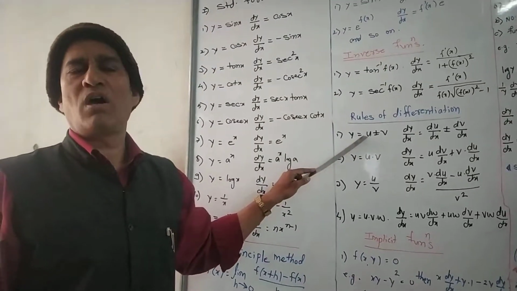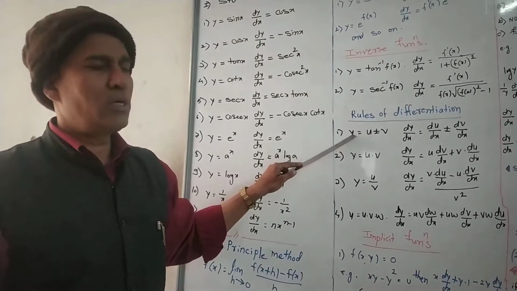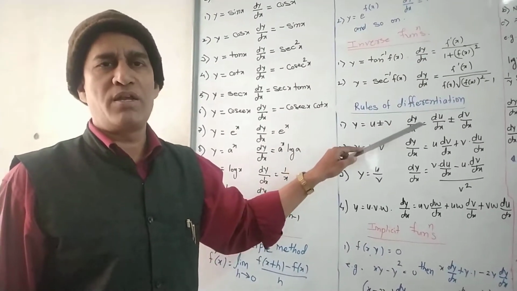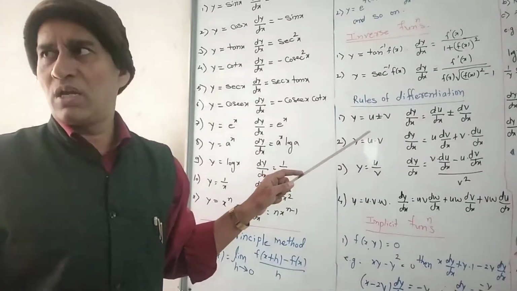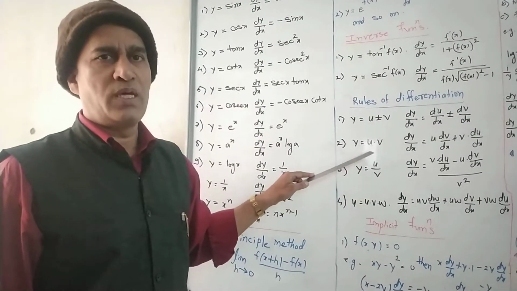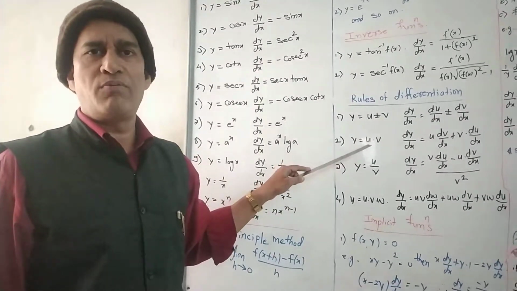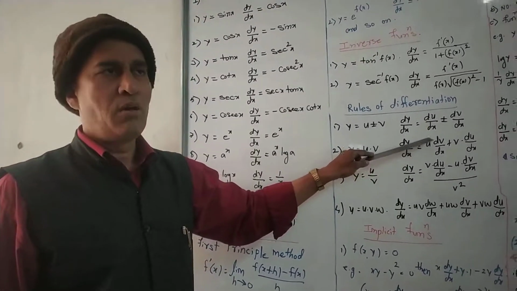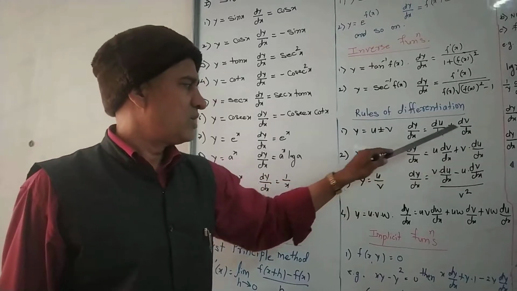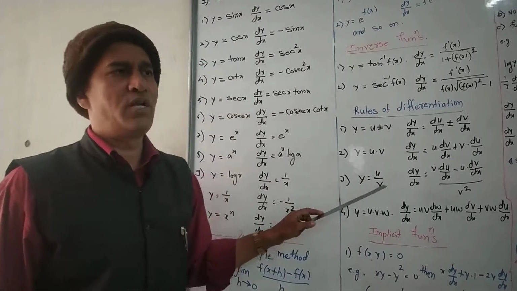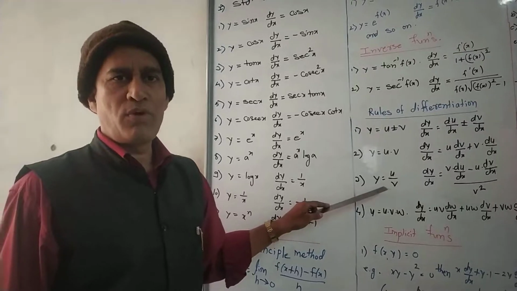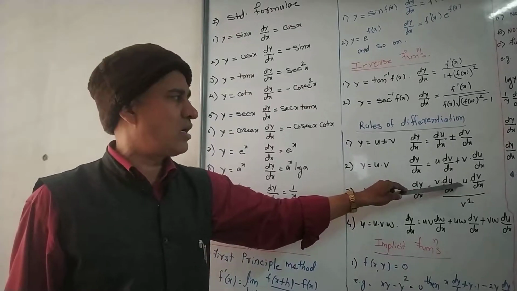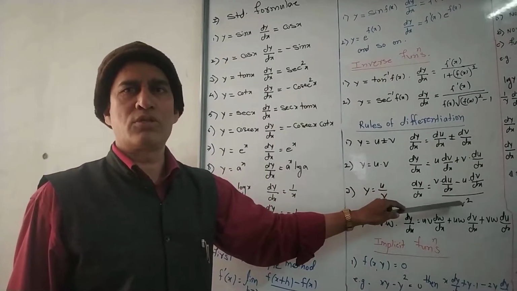If u and v both are functions of variable x, then y equal to u plus or minus v can be written as dy by dx equal to du by dx plus or minus dv by dx. If two functions are given in product form, that is y equal to u into v, where u and v are both functions of the same variable x, then dy by dx is equal to first function into differentiation of second plus second function into differentiation of first. Similarly, if the two functions are given in division form, y equal to u upon v, then dy by dx is equal to denominator into derivative of numerator, minus numerator into derivative of denominator, upon denominator squared.